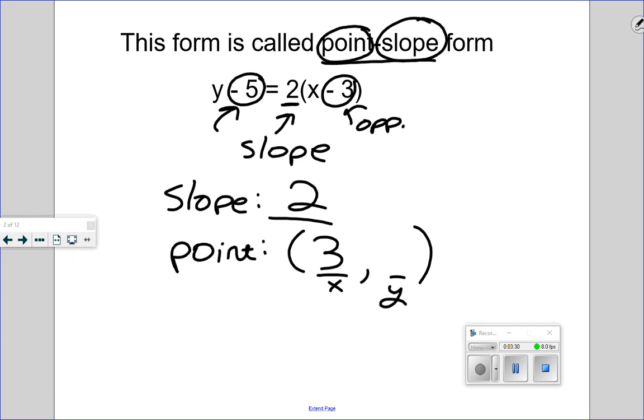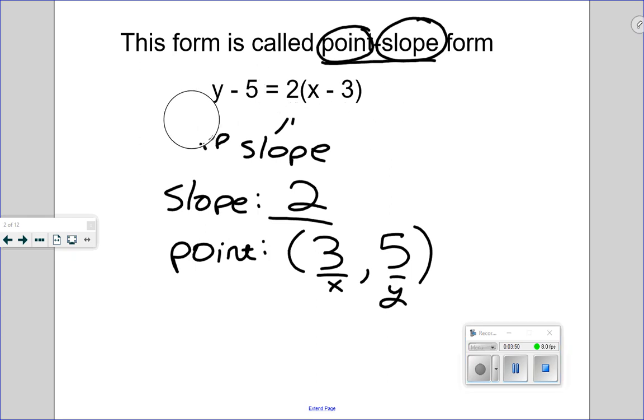This is the y value of the point. Again, it's the opposite of what it looks like. It looks like a negative 5. It's actually a positive 5 for the y value. So one point on this line is the point 3, 5. So now without even having to rearrange this equation, I can look at this and I can find some information out about it, and I could graph it if I needed to.